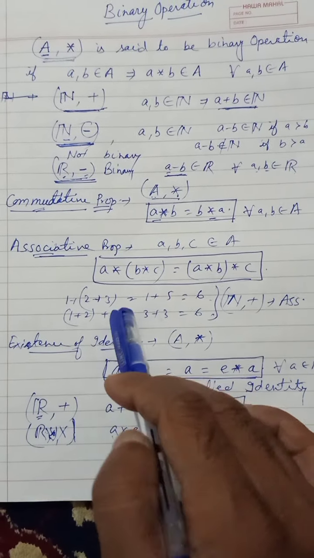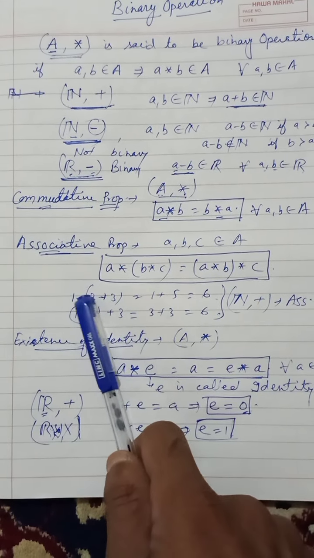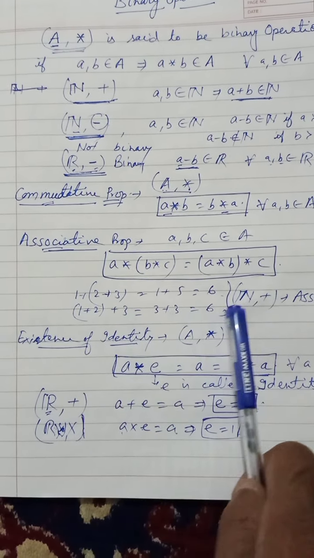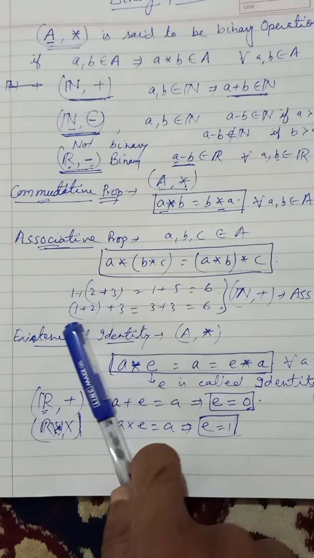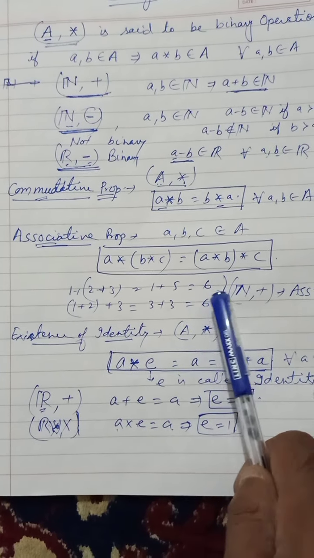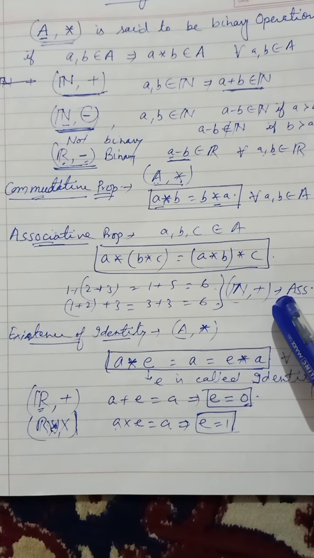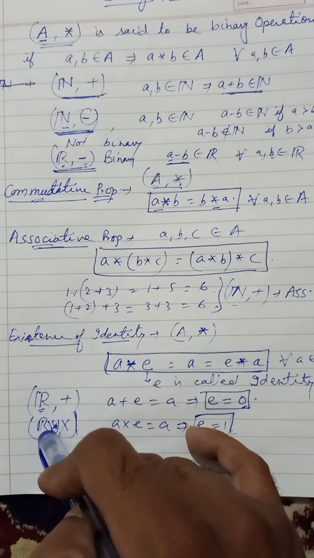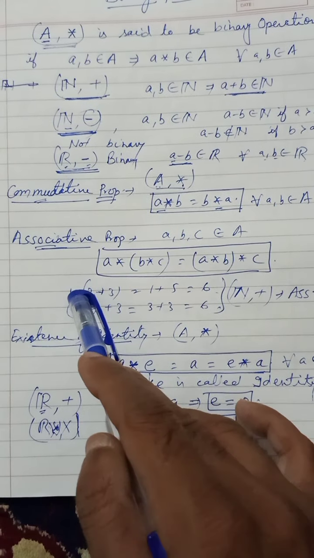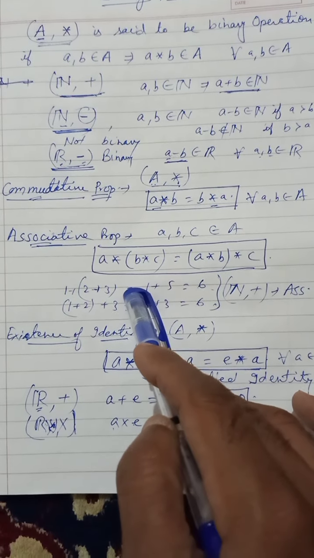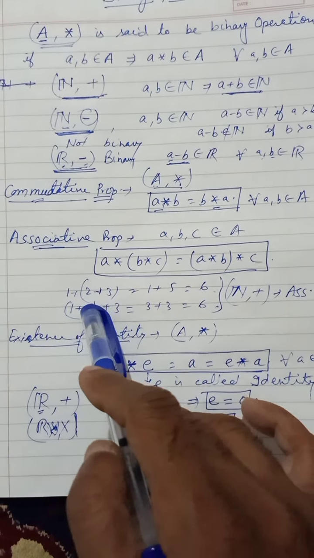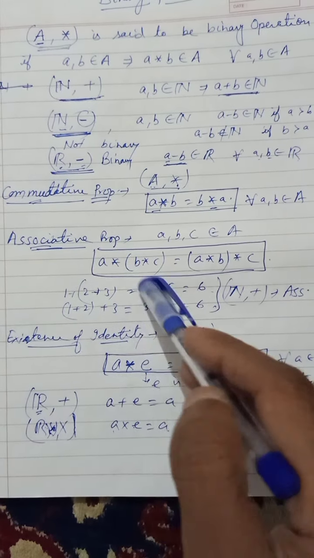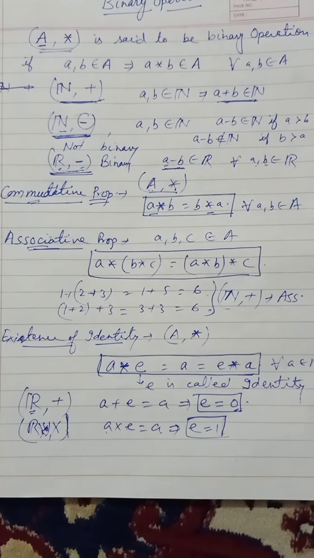So we have taken an example. First is addition. So 1 plus (2 plus 3): 2 plus 3 is 5, then plus 1, so it gives us 6. (1 plus 2) plus 3: 1 plus 2 is 3, then 3 plus 3 is 6. Both are equal. That means the set of natural numbers with respect to addition satisfies the associative property. Similarly we can prove it for multiplication. 1 into 2 is 2, and then into 3. So 2 into 3 is 6. Okay. If we take 2 into 3, which is 6, and then operate on 1, 1 into 6 is also 6. That means multiplication also satisfies the associative property. Okay.